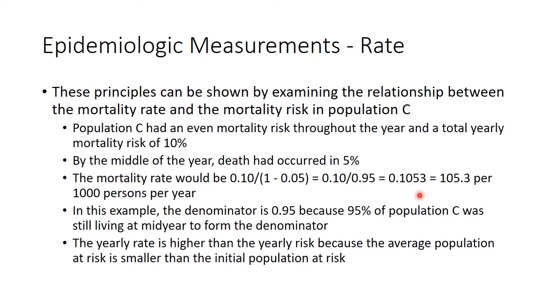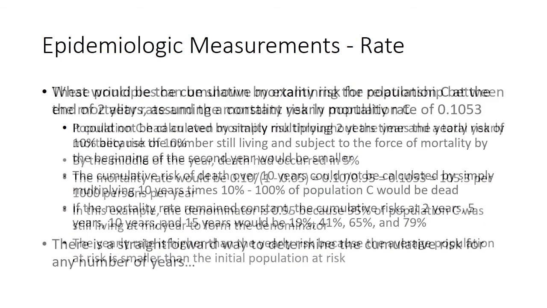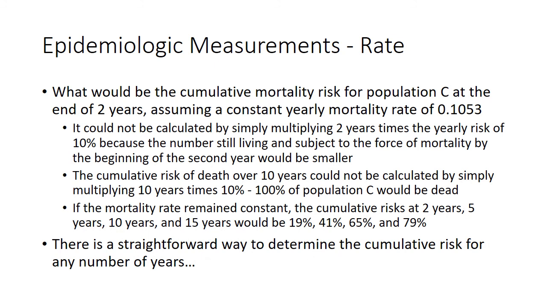So this rate is a pretty good estimate of the actual risk. Let's see what happens when we start to look at a longer time period and see how the rate changes. So going with that same rate of 0.1053, let's look at population C at the end of 2 years. Now you can't just simply multiply that 10% risk times 2, because you wouldn't just have 80% of the population left over. That same 10% applies to that smaller population at the beginning of year 2, right?